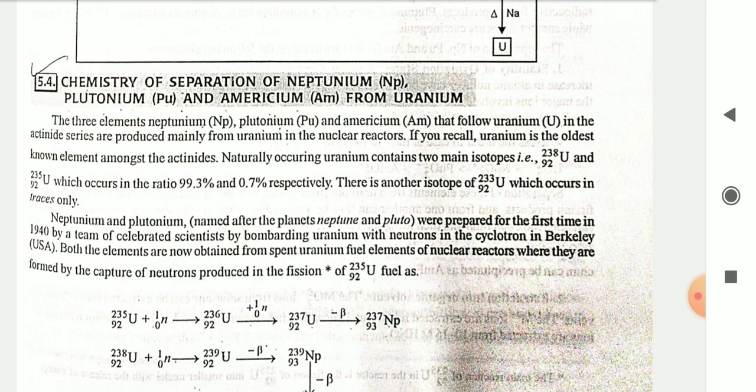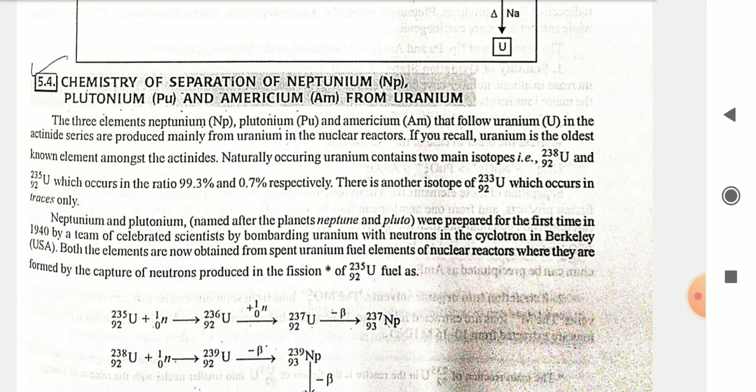Naturally occurring uranium contains two main isotopes, U-238 and U-235, which occur in the ratio 99.3% and 0.7% respectively. There is another isotope, U-233, which occurs in traces only. Neptunium and plutonium, named after the planets Neptune and Pluto, were prepared for the first time in 1940 by a team of scientists by bombarding uranium with neutrons in the cyclotron in Berkeley, USA.